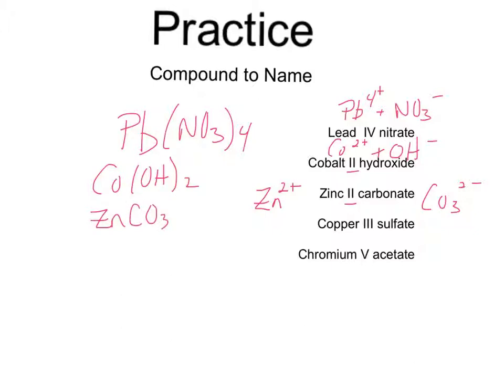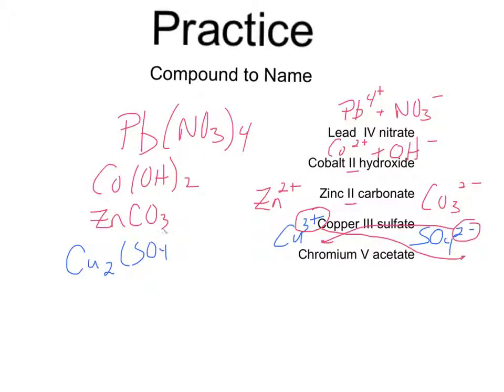Now here I'm going to change colors here so we don't get all confused. I got copper 3, so that tells me my copper has a 3 plus charge, and then my sulfate, which we already know has a 2 minus charge. Now the best way to do these is, like I said, take this charge and put it to base over here, take this charge and put it to base over here. So I would be writing copper with a 2, sulfate in parentheses, and I need 3 of them.